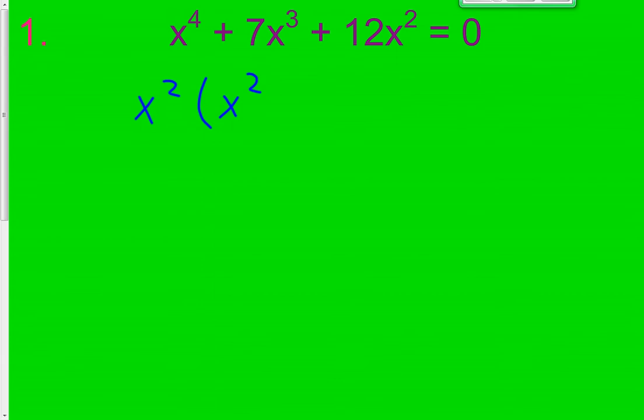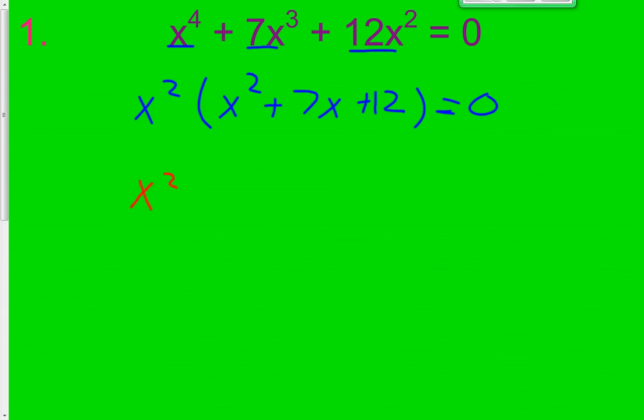Now I have x squared plus 7x plus 12. That equals 0. Everyone understand what I did there? I took an x squared out of this term, I took an x squared out of this term, and I took an x squared out of this term. Now I have a trinomial that can be factored.